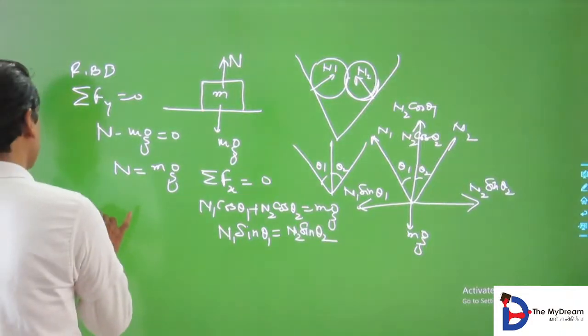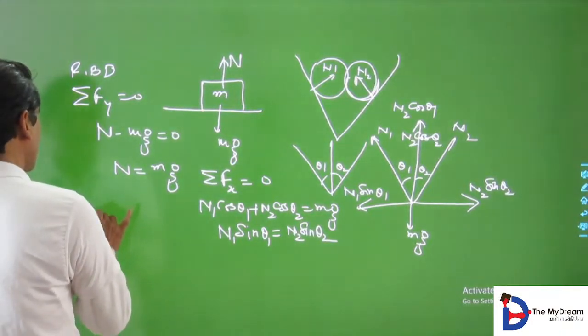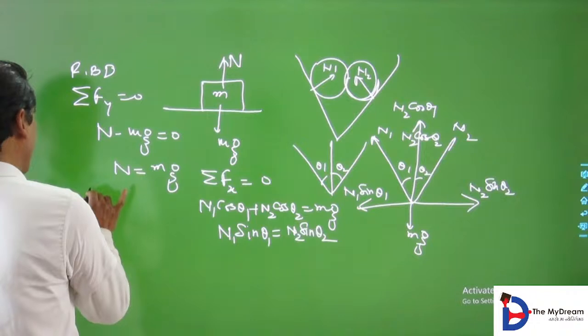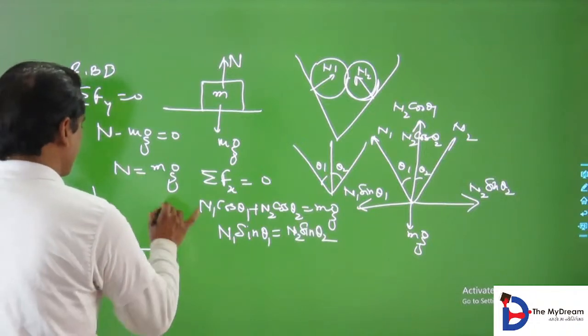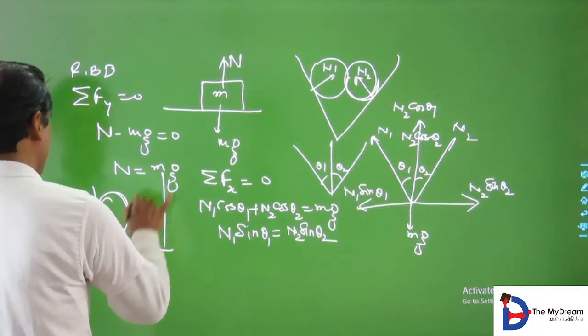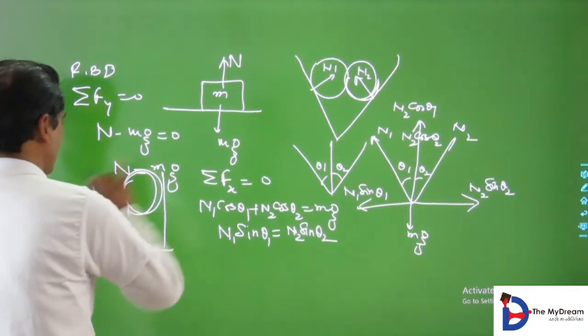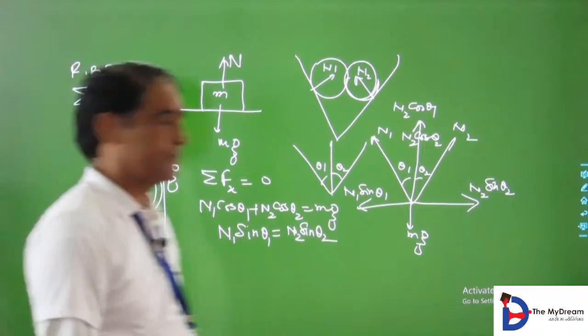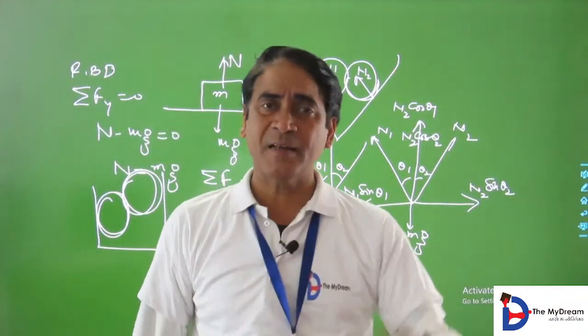Suppose there is a structure which is given like this. This is it. There are two spheres and you want to discuss the normal.